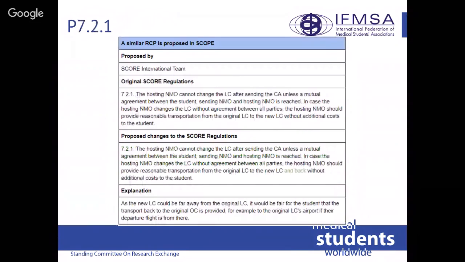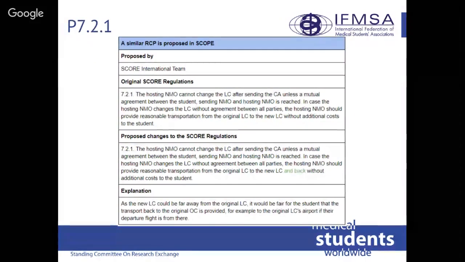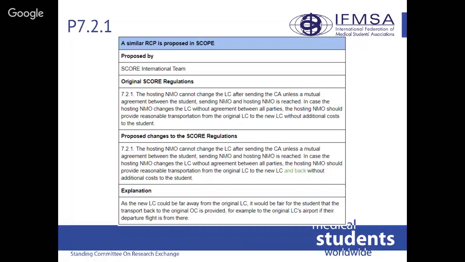Yes, surely. So we go on with the proposals. Proposal 721 is proposed by the SCORI IT. The original SCORI regulation is that the hosting NMO can now change the LC after sending the CA unless a mutual agreement between the student, sending NMO and hosting NMO is reached. In case the hosting NMO changes the LC without agreement between all parties, the hosting NMO should provide reasonable transportation from the original to the new LC without additional cost to the student.